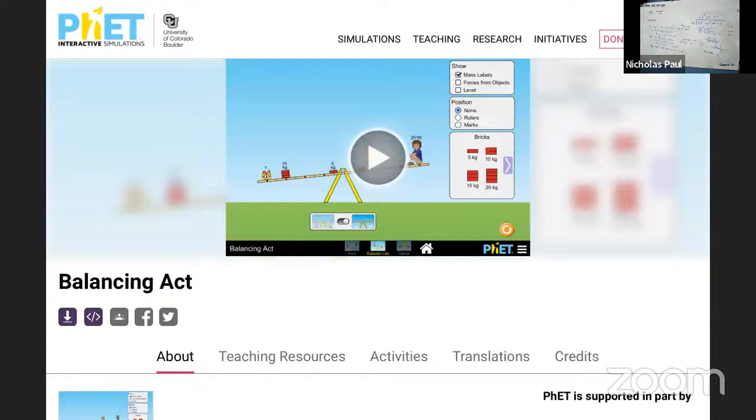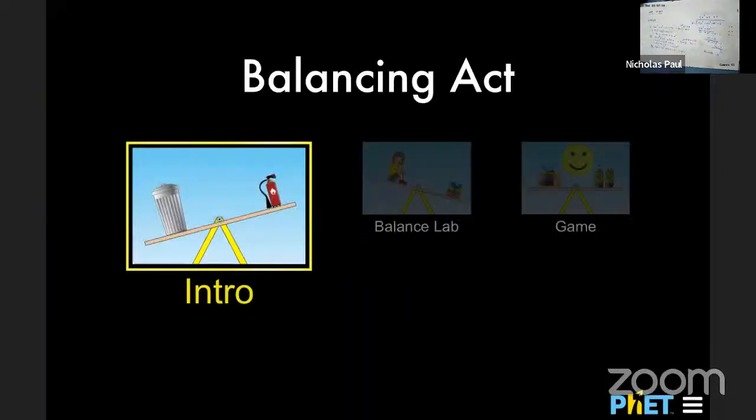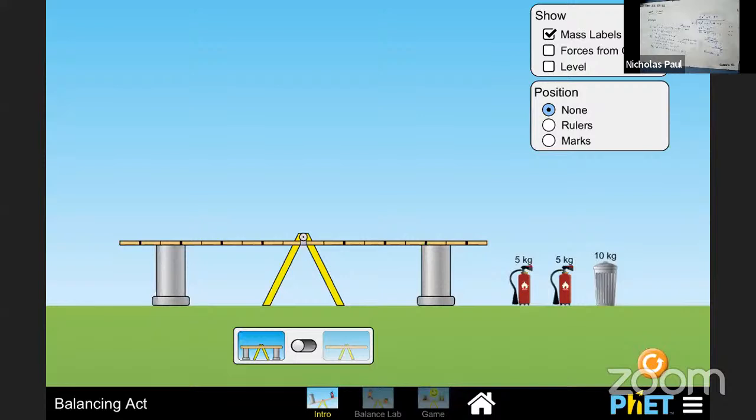So let's see. This is our first topic that we're going to look at. It's called moments. You would have seen this already on a seesaw, a homemade seesaw or an actual seesaw, or any park.